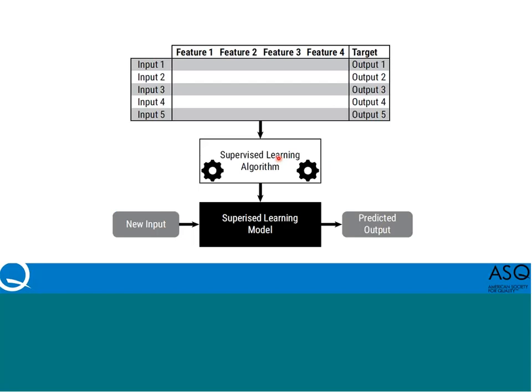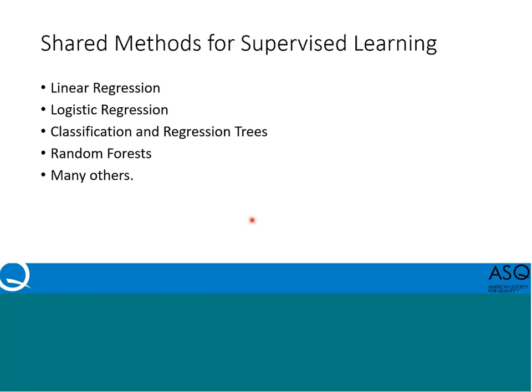But what's similar is that the algorithms used by statisticians and by machine learning engineers are all very similar. How do we get to that model? Well, you can apply linear regression, which I shared an example of earlier. You could do logistic regression if you need to predict the probability. You could do classification and regression trees, random forests, many others.